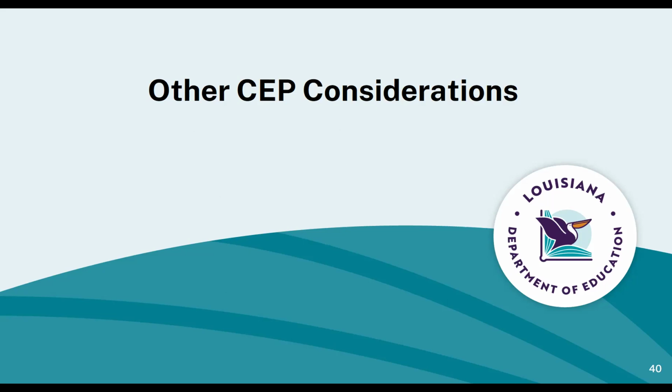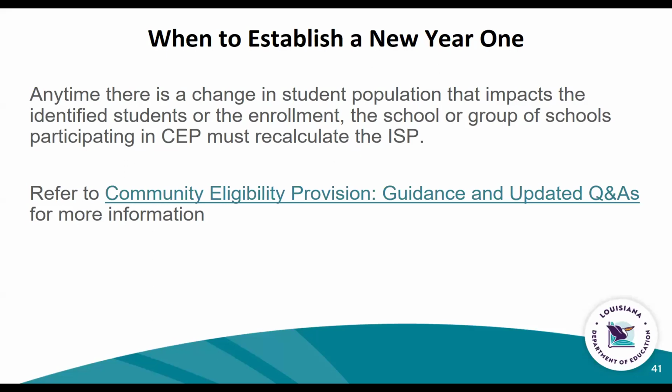All right. So other CEP considerations. When to establish a new year 1. The CEP reimbursement rate corresponds with the poverty level of the household served by participating schools. Changes to a student population could indicate a change in the poverty level of the household served by the school and may require an ISP to be recalculated within a 4-year cycle, depending on the extent of the change and the entity involved. Refer to community eligibility provisions, guidance, and updated questions and answers for more information.